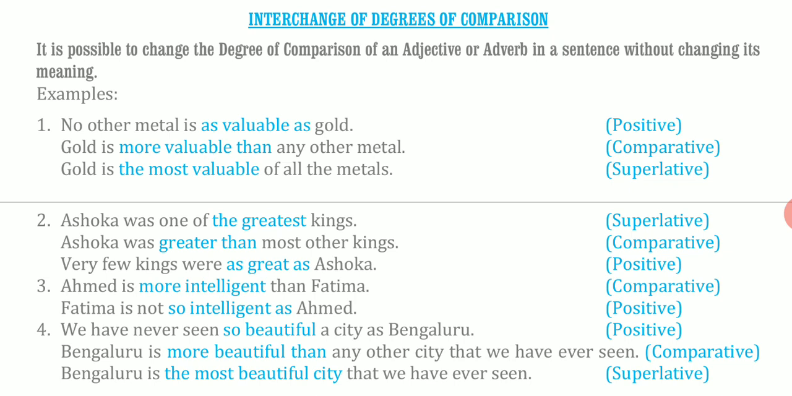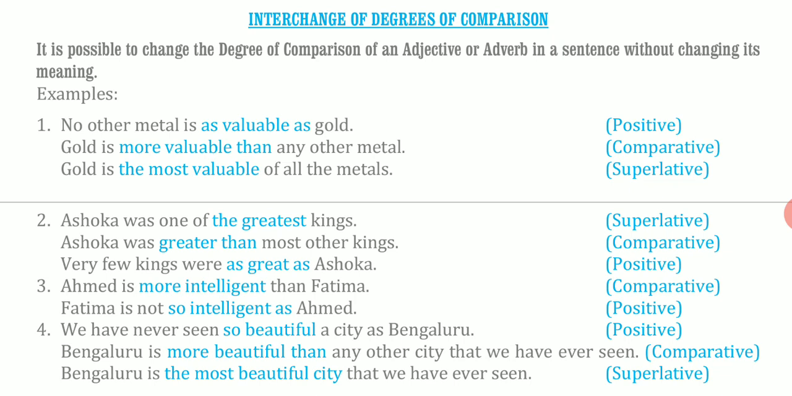More and then has been used here. Gold is the most valuable of all the metals. The and most valuable means the superlative form of the adjective has been used here. Ashoka was one of the greatest kings. Greatest, it is superlative degree.